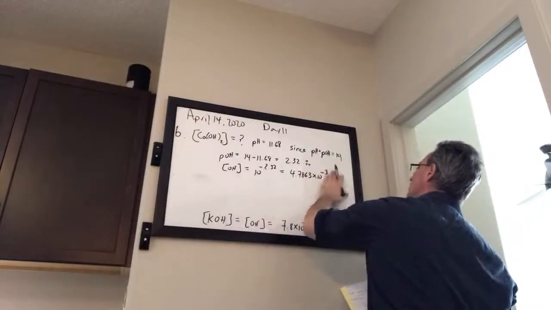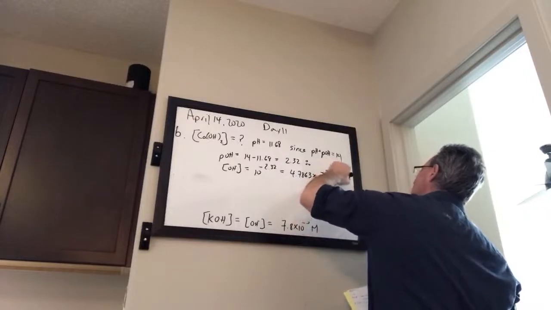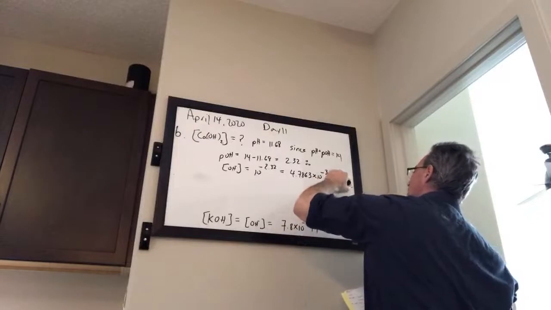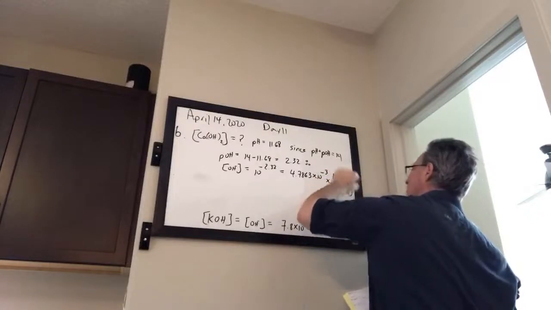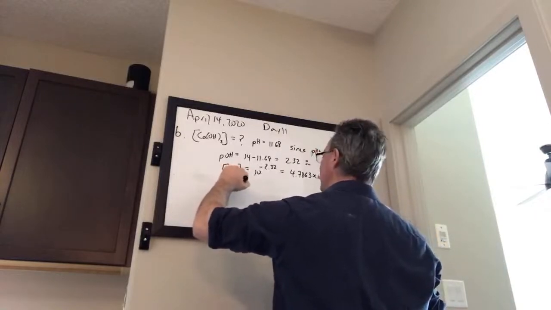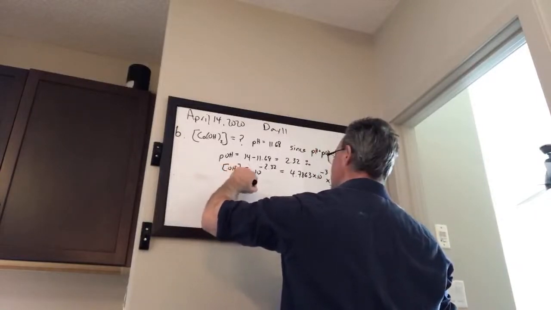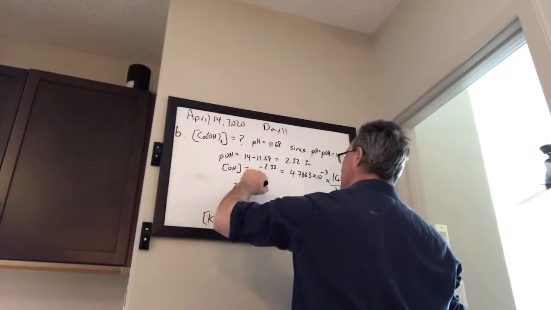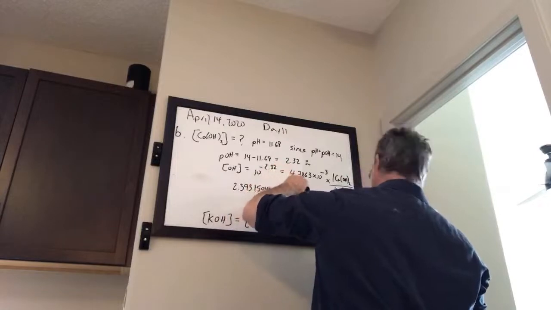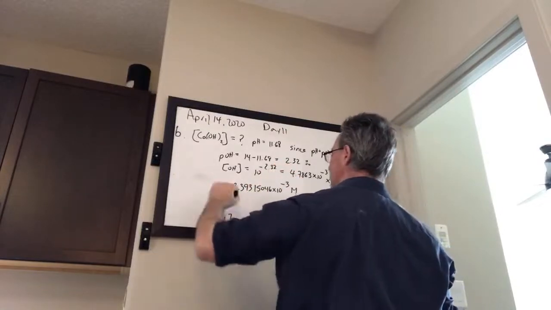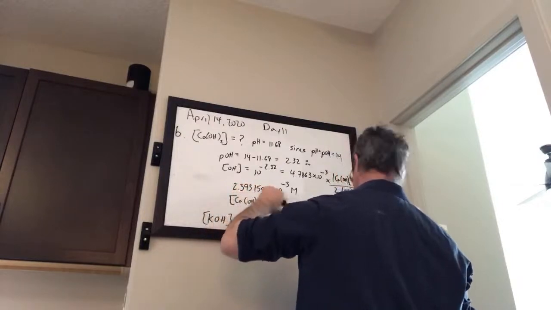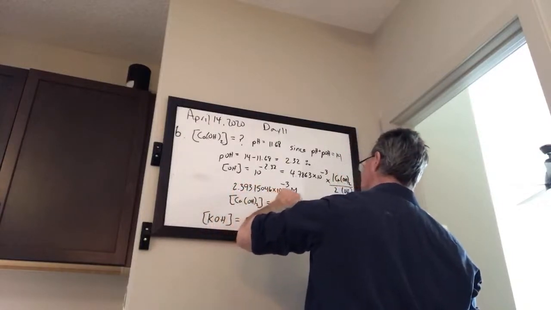Times 1 calcium hydroxide for every 2 OH minuses. Oh, I'm going to write it there. So what you get is 2.39315046 times 10 to the negative 3 molar. And so the calcium hydroxide concentration will be equal to 2.4 times 10 to the negative 3.